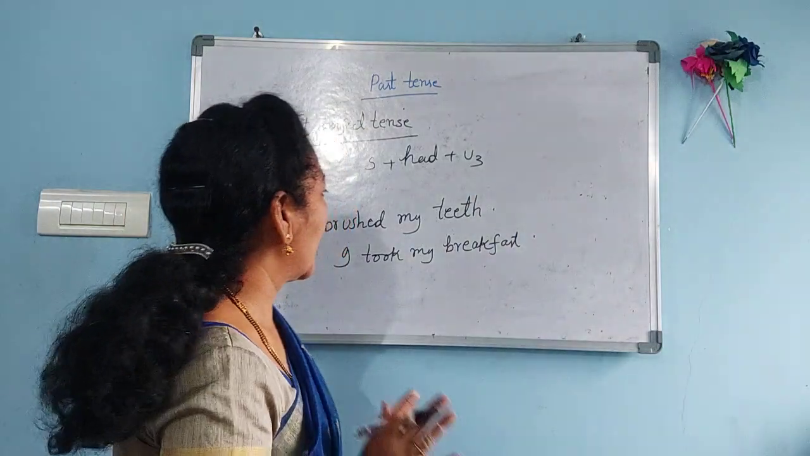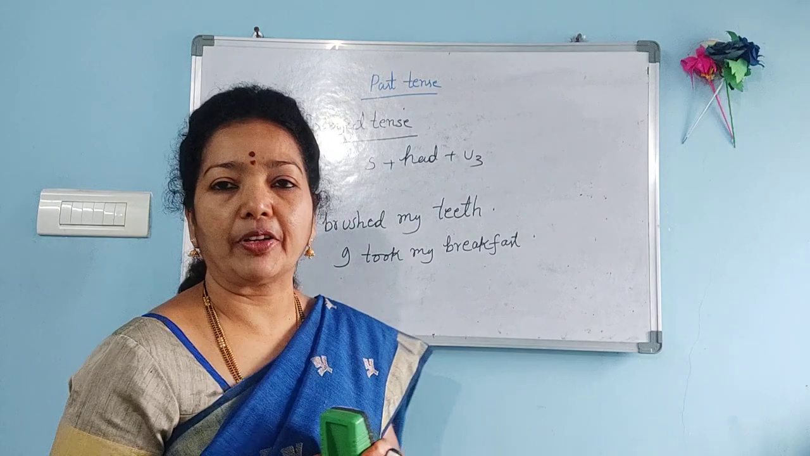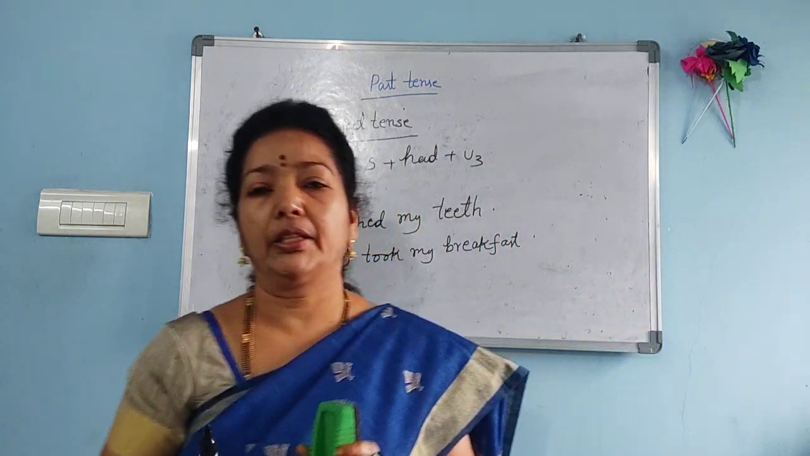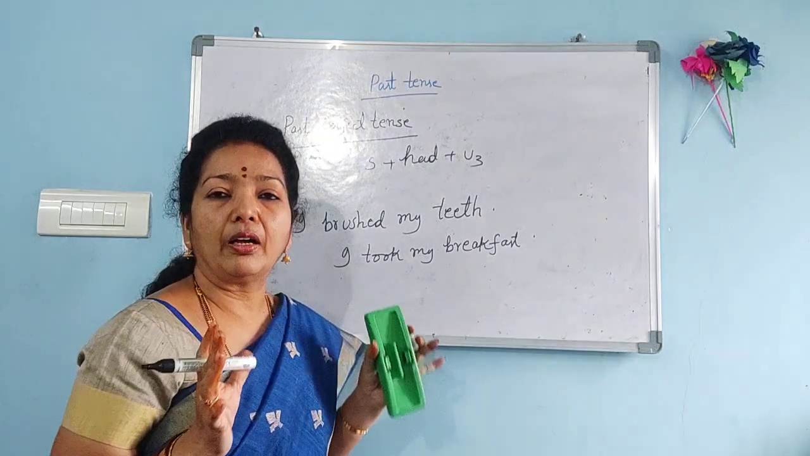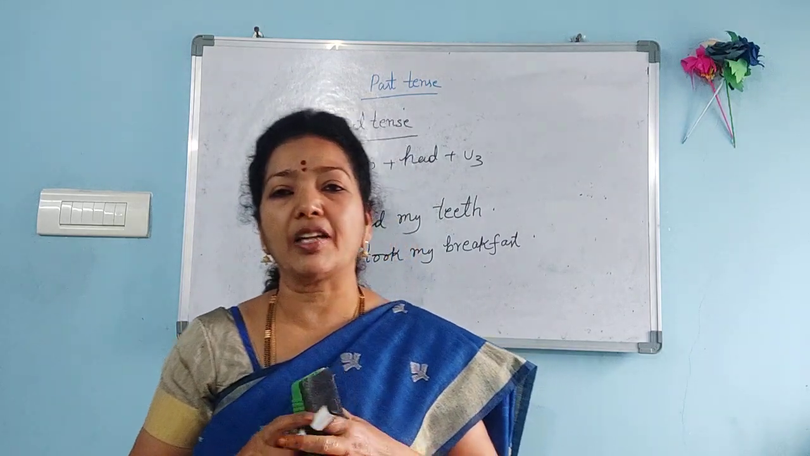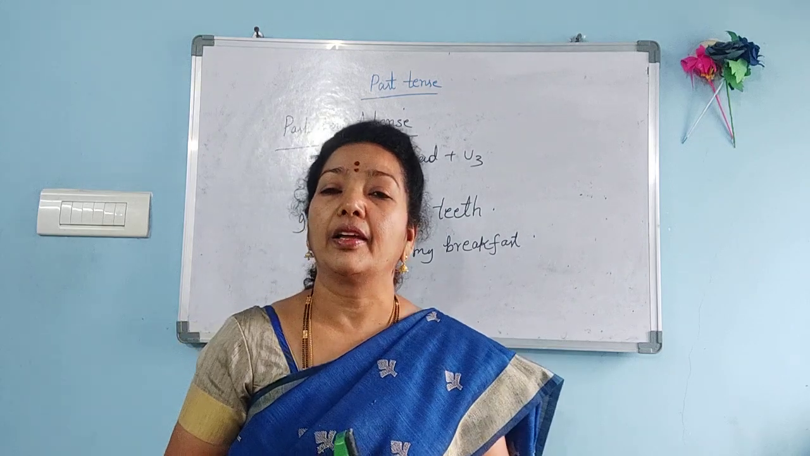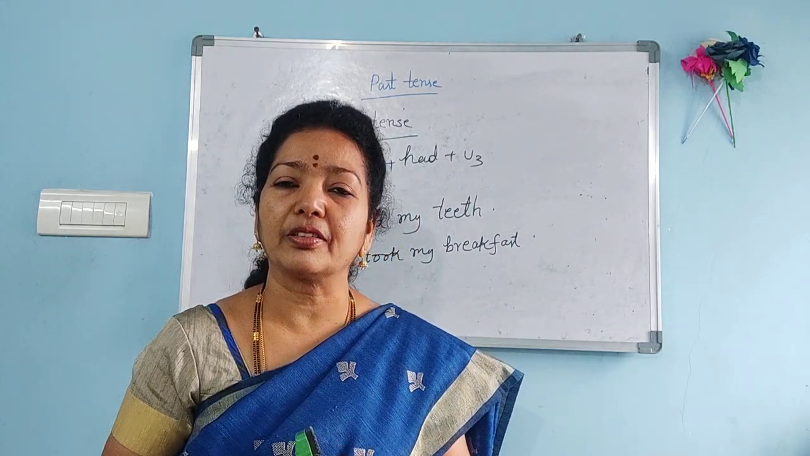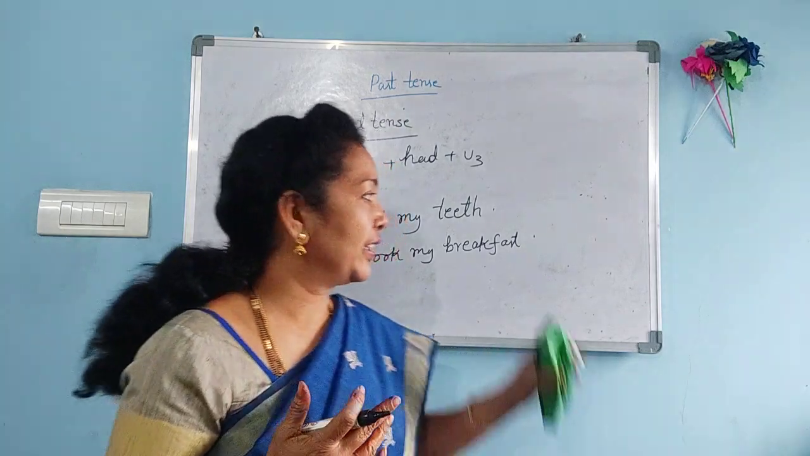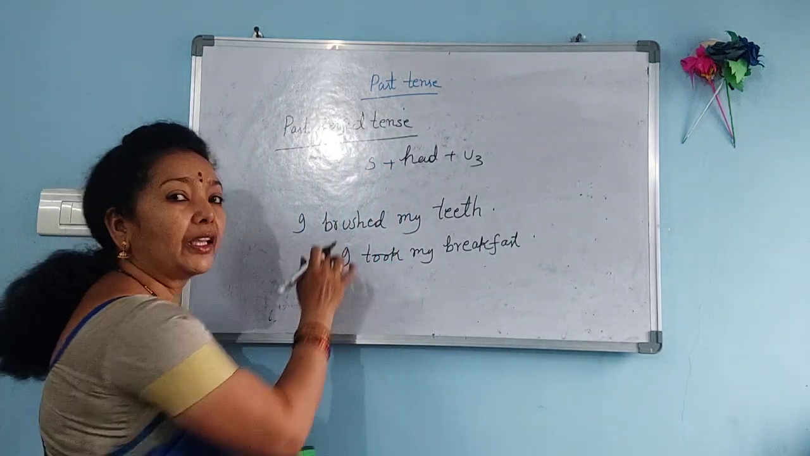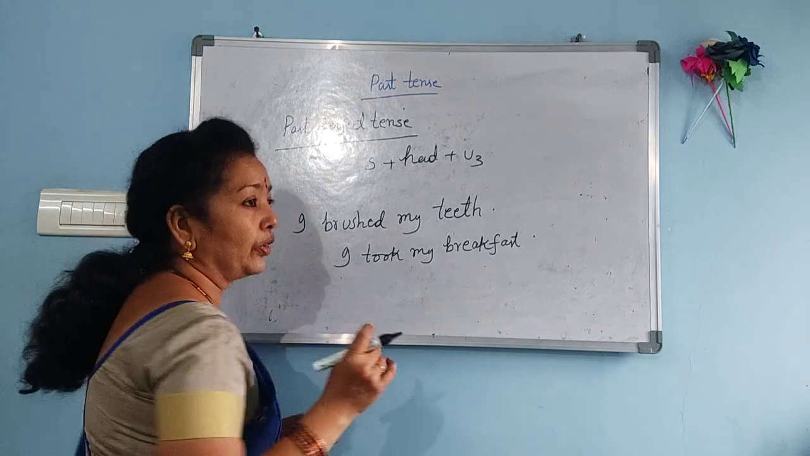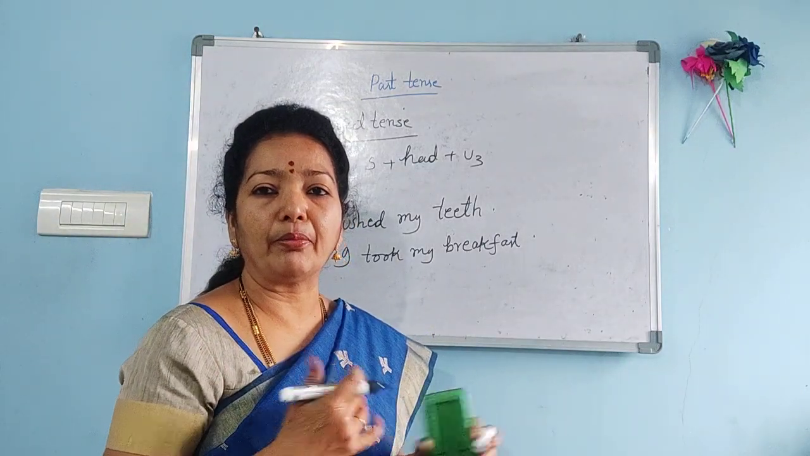These are two past actions. I brushed my teeth, and I took my breakfast. I brushed my teeth, so this is the first action. I took my breakfast. When we are asked to combine these two past actions, which action was done first? Surely it is brushing our teeth. The next one happened later. That's why we write the first sentence in past perfect tense and the second in simple past tense. We use after or before when we combine these sentences.